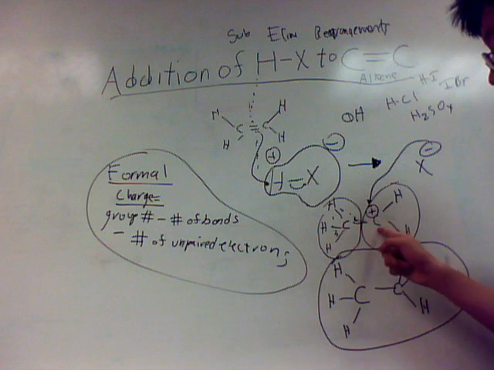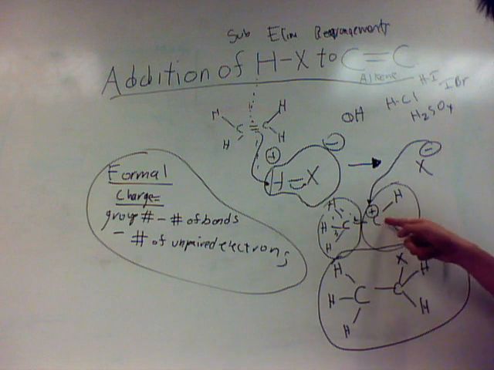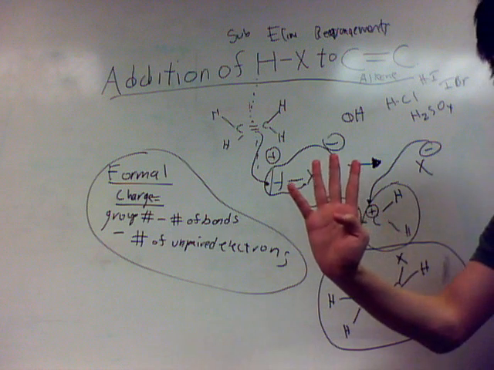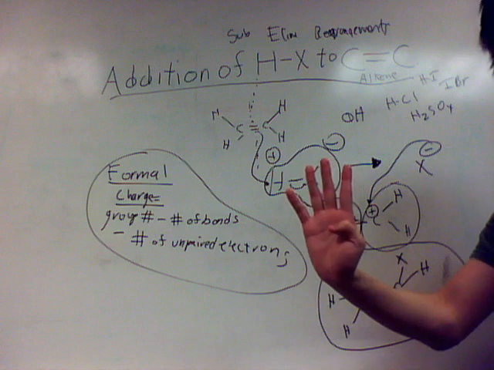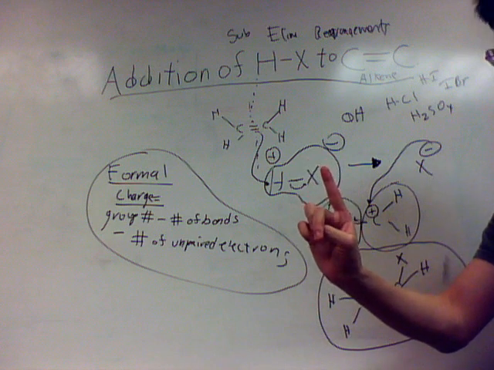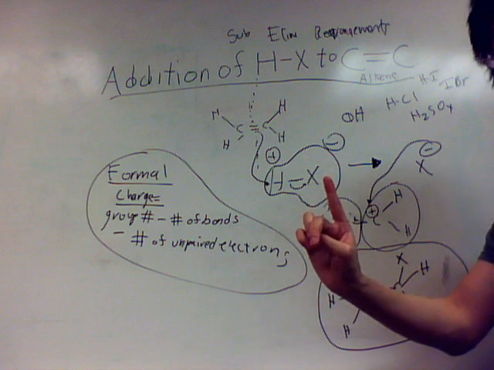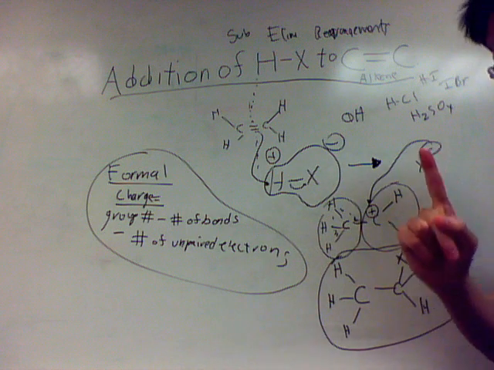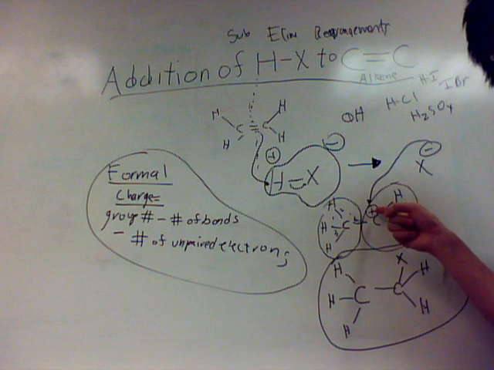This side is different. This carbon is bonded to 3, has 3 lines. So it's 4 minus the number of bonds, 1, 2, 3, minus the number of unpaired electrons. It doesn't have any, which means it has a formal charge of +1, positive 1.